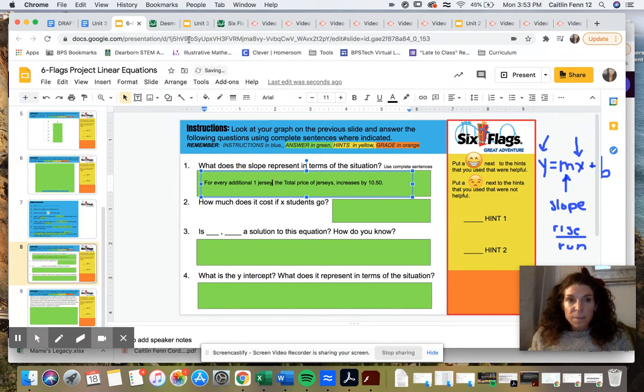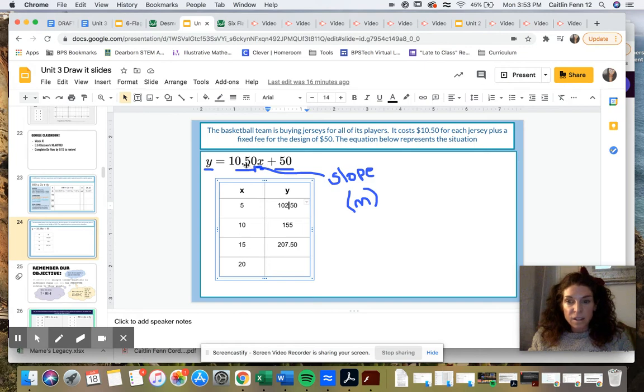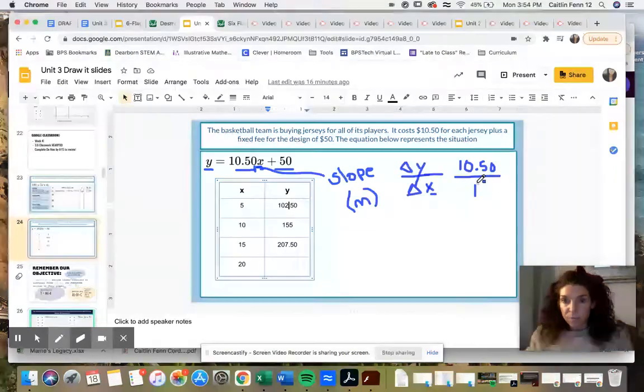And you can see that because our slope here is $10.50 over 1. The change in y over the change in x. So the total price, the y, increases $10.50 for every one more jersey.